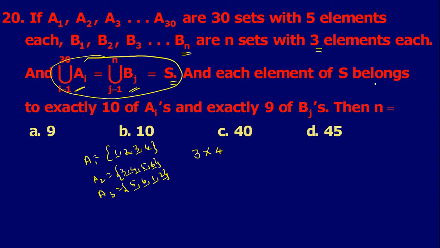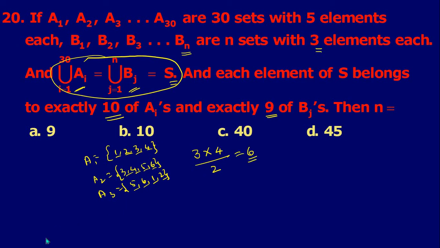Like this, it is given that all the elements of A are repeated in exactly 10 sets. That is, each element is repeated in 10 sets. And each element of Bj is repeated in 9 sets. Like this, each element is repeated in some sets. Here each element is repeated in 2 sets, so therefore I will divide by 2. Therefore, the total number of elements is 3 into 4 divided by 2, so I will get 6.